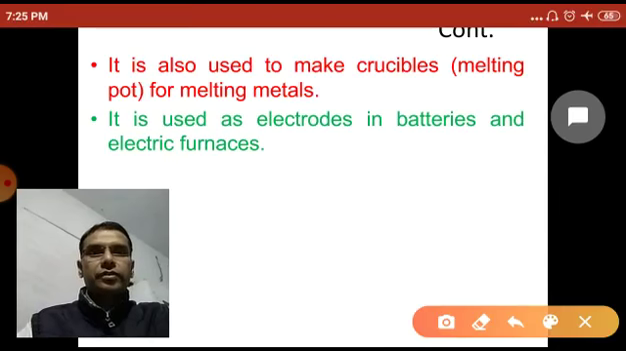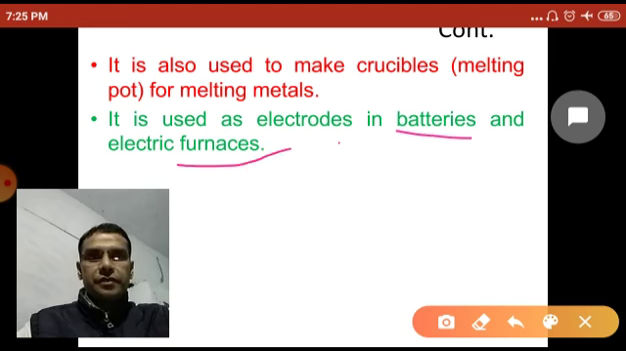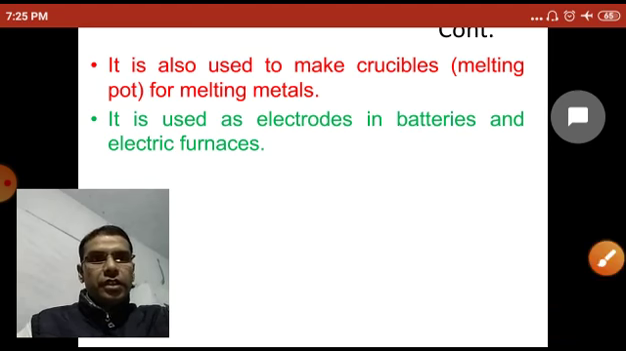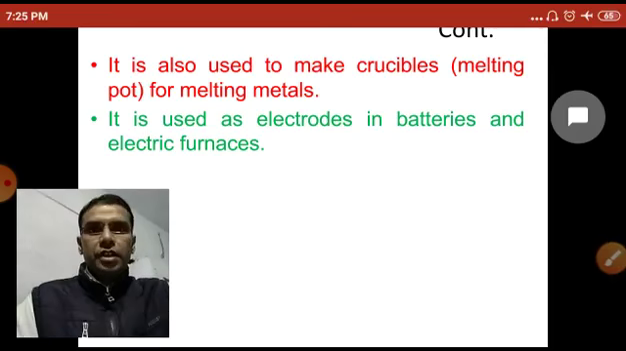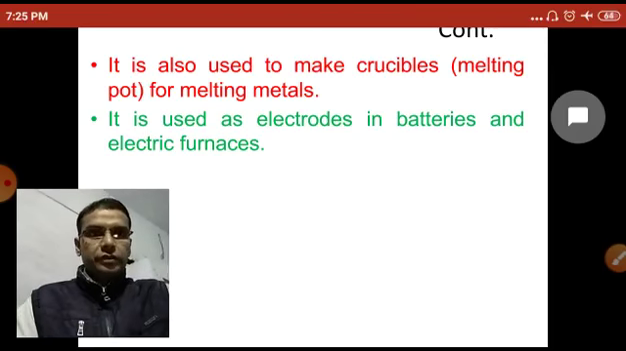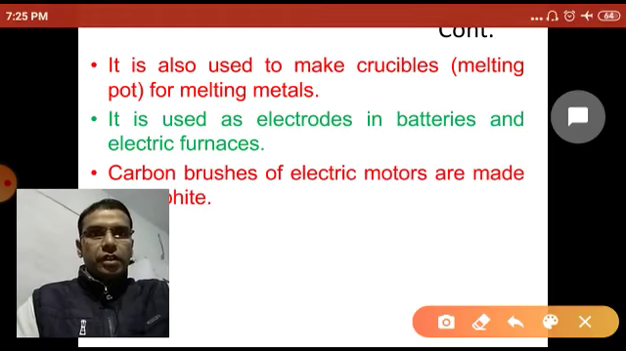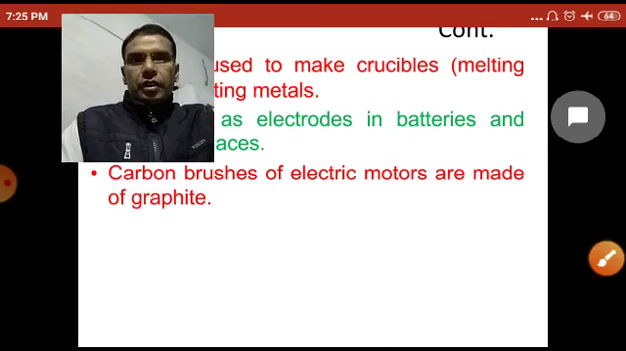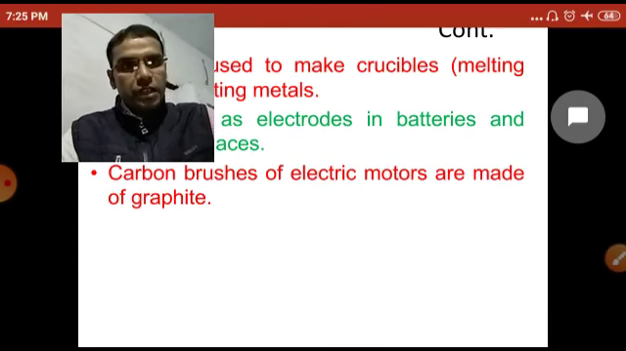Next, graphite is used as an electrode in batteries and electric furnaces in the extraction of metal. Now the carbon brushes of the electric motor are made of graphite, because graphite is a good conductor of electricity.